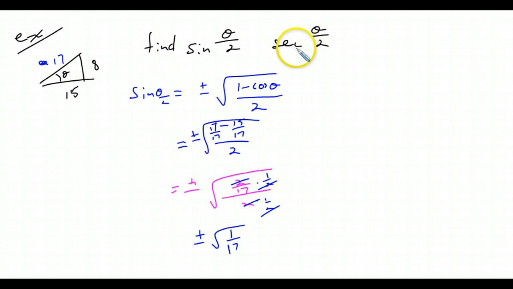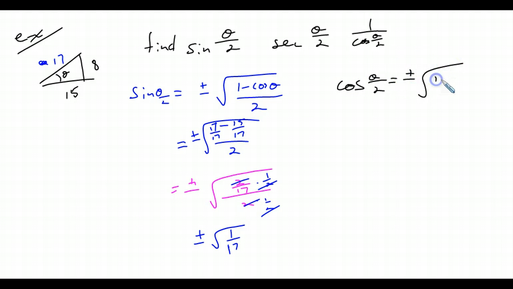Okay, with secant, this is going to be a little bit weird. I don't have an identity for secant, but I can find 1 over cosine theta over 2. Or I can find cosine theta over 2 and then just flip it for secant. So for cosine of theta divided by 2, I have plus or minus the square root of 1 plus cosine theta all over 2. Again, cosine theta is going to be 15 over 17. So these are going to be very similar in the values.